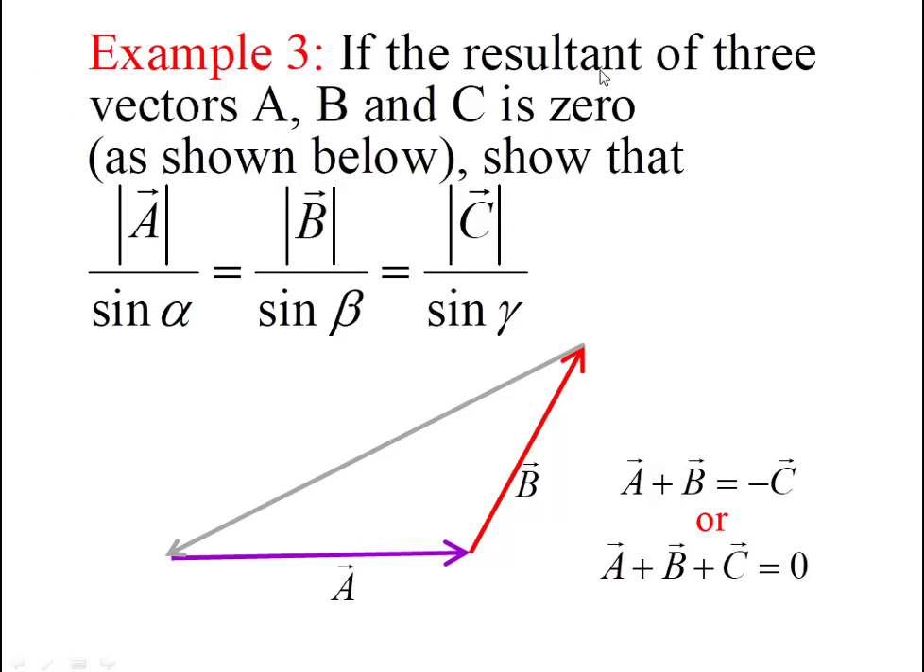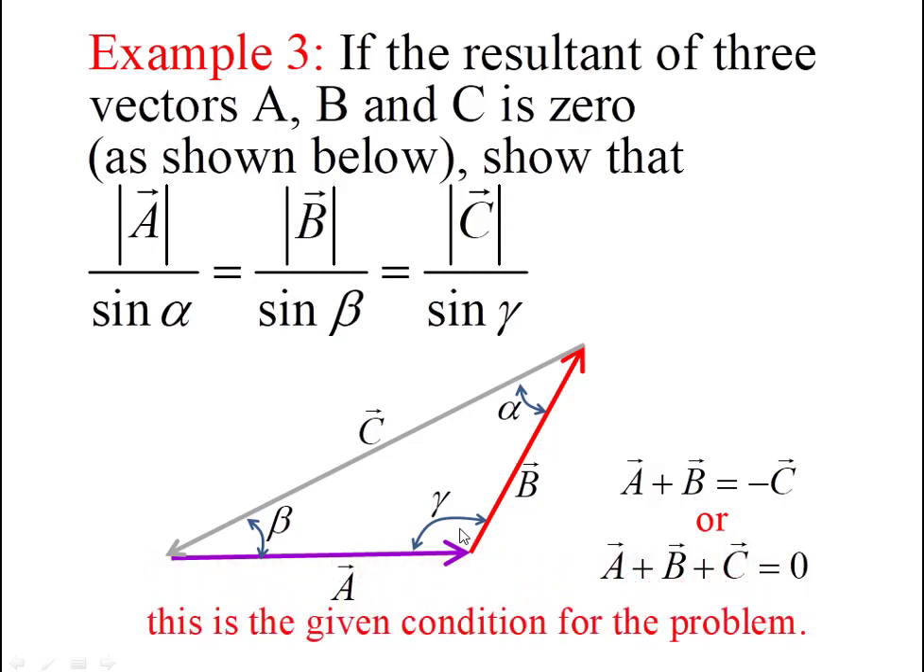The problem says if the resultant of three vectors a, b, and c is 0, that is in this arrangement, what we are required to show is that, let me show you the angles first. The vector a divided by the sine of the angle which is opposite to this side, which is sine of alpha, vector b divided by the sine of the angle opposite to this side, which is sine of beta, and vector c divided by the sine of the angle opposite to that, which is sine of gamma. And this is clearly the sine law. So this is simply a proof of the sine law based on the vector concept.